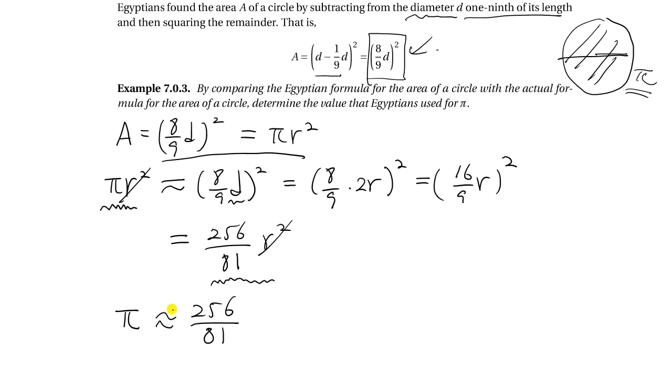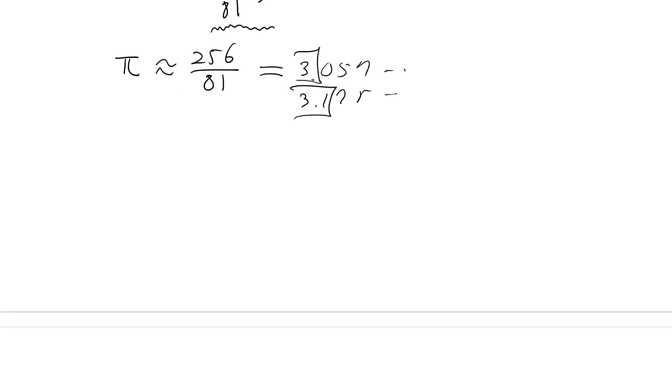We know pi is an irrational number, but 256/81 is a rational number, so there must be some error. It might be interesting how big this error is, right? So please try to calculate that and see how close these two numbers are. Is it like 3.057 or 3.175? How close are these two numbers? Okay, so we found out those two formulas are not accurate, but close enough.